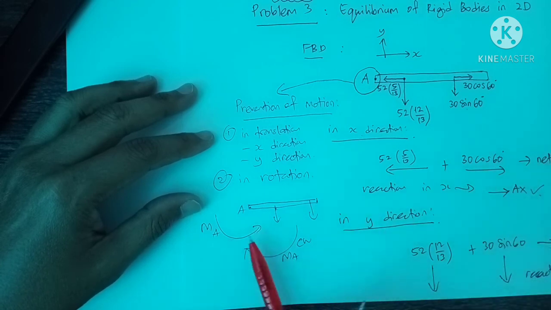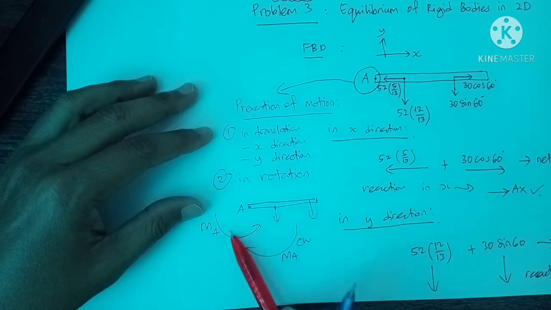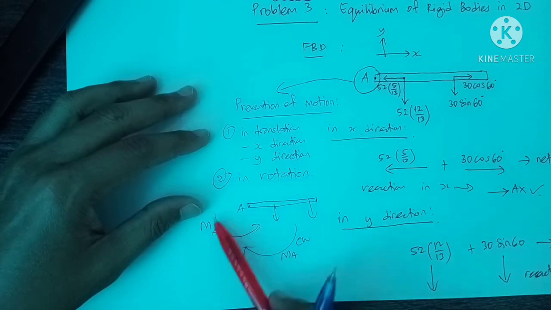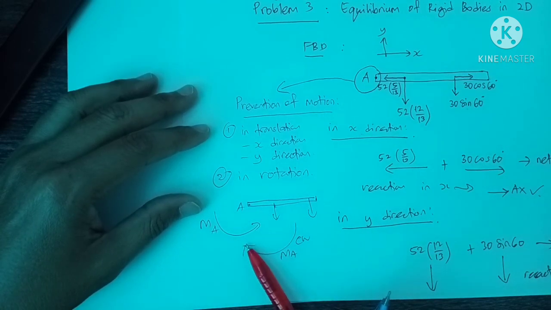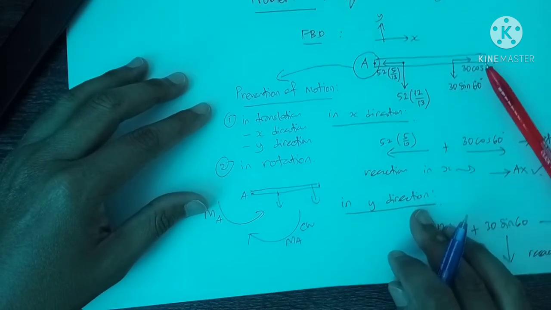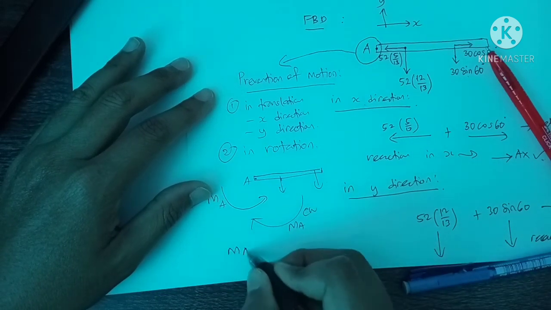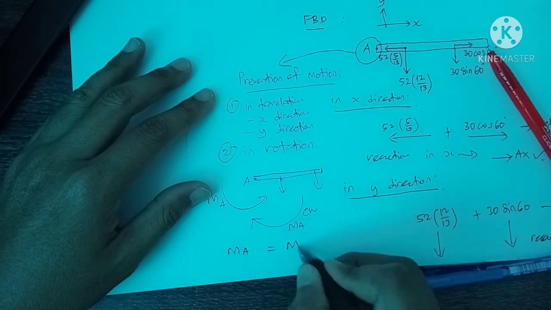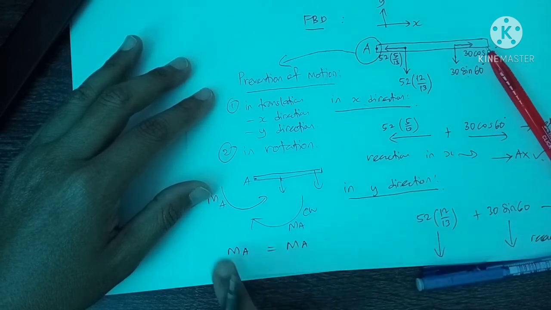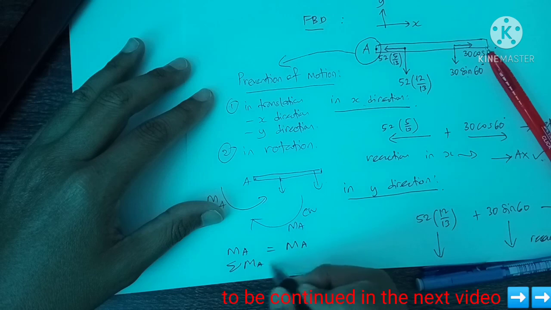The moment produced by the bolt will be labeled as MA also, but I use the red color to show the difference between reaction and action, so that when both moments are summed up, it will equal 0. So MA equals MA, same magnitude but opposite direction. So the summation of MA shall equal 0.